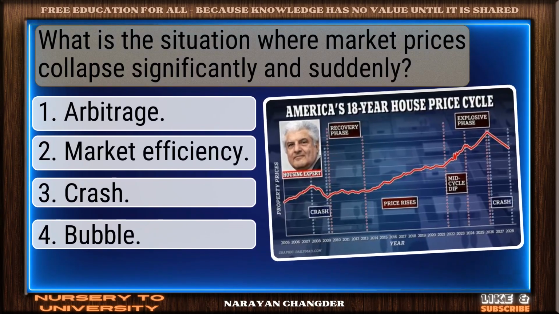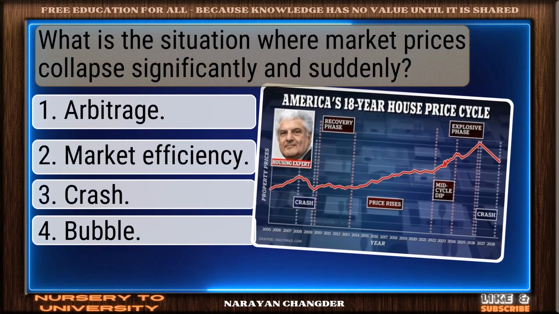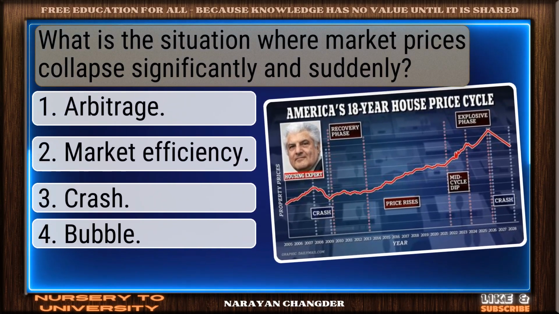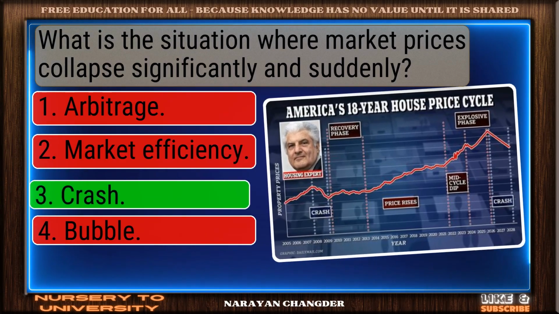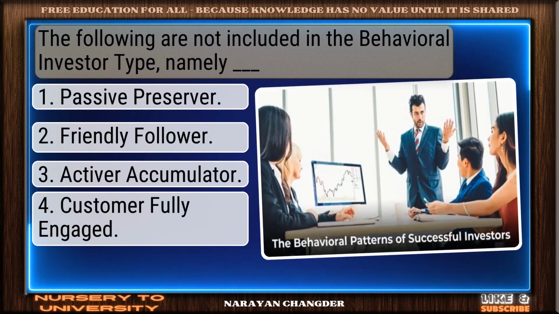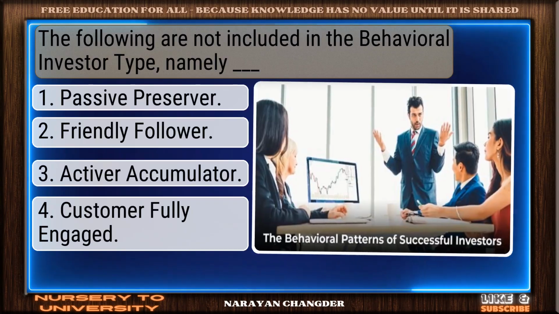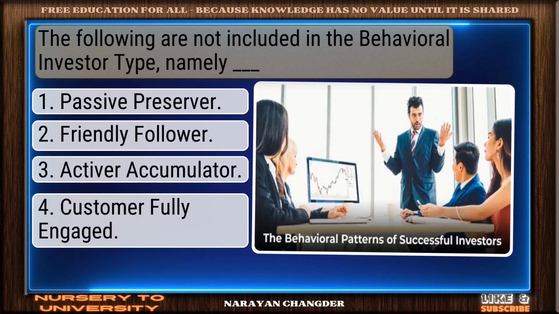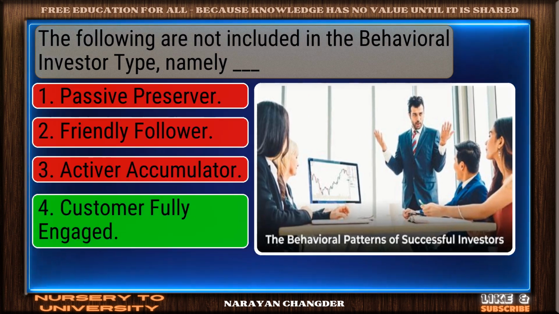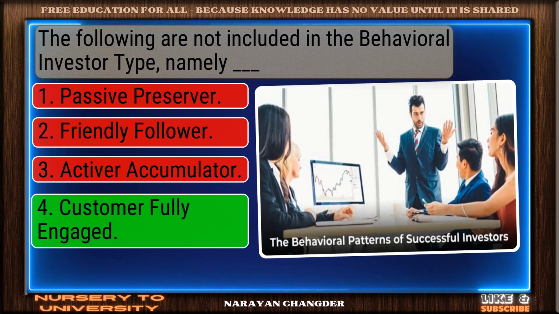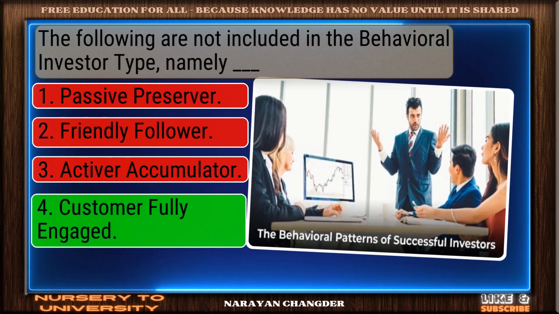What is the situation where market prices collapse significantly and suddenly? On track, crash is the correct answer. The following are not included in the behavioral investor type, namely dash. Right choice. Customer fully engaged is the best answer.